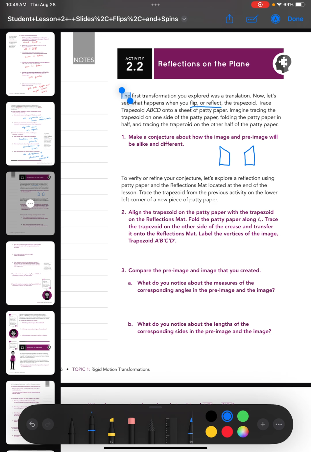Okay, what do we notice about the measure of the corresponding angles on the pre-image and the image? Again, if we're doing rigid motion transformations today, none of our corresponding angles are changing. Side lengths aren't changing, angles aren't changing. So that's our answer to A and B here. They're all the same for both. So we haven't changed any of the angles, we haven't changed any of the side lengths. We're just flipping it, reflecting it across that line of symmetry.